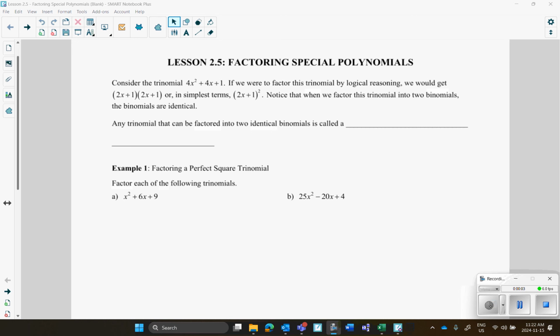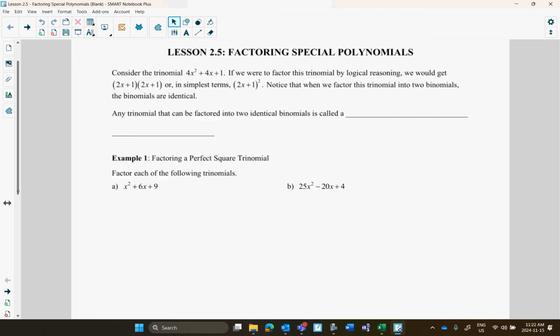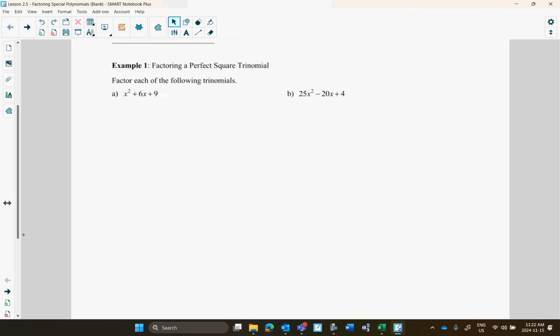Before we move on to the last type of factor, there is sort of a special case when you factor certain polynomials. And we've already learned how to factor ones that look like example 1, A and B. So let's see if we can remember how to factor these two types.